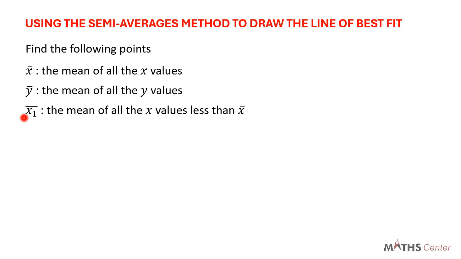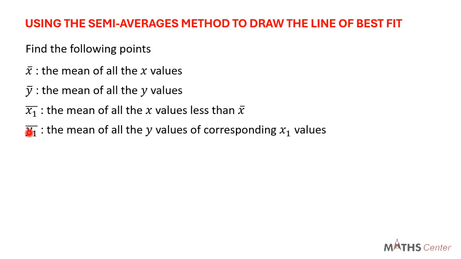After that, you need x1 mean. x1 mean is the mean of all the x values less than x mean. So you list all the x values less than x mean, and then you find their mean. That will give you your x1 mean. Then you have to find y1 mean. y1 mean is the mean of all the y values of corresponding x1 values. So the x1 values, their corresponding y values will give you your y1 values. You find the mean of those values.